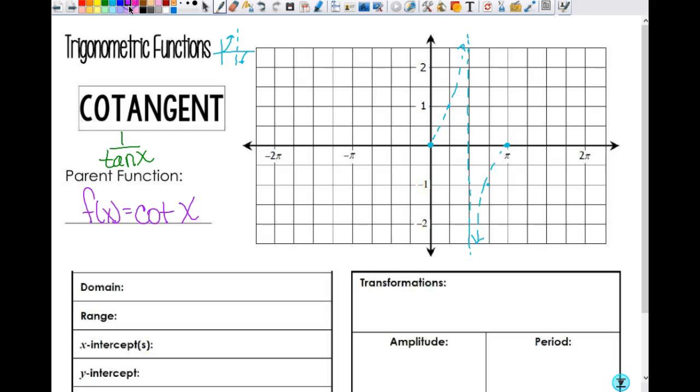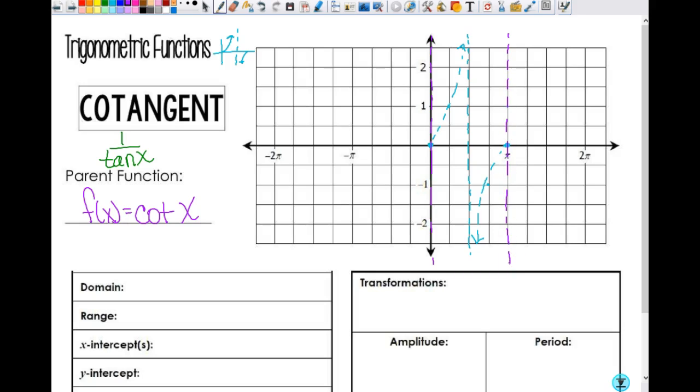Okay. So let's think about this. These are the 5 anchor points that I needed for tangent. So cotangent's the reciprocal. So where I have zeros, what am I going to have now? Asymptote. So I'm going to have an asymptote here and here.